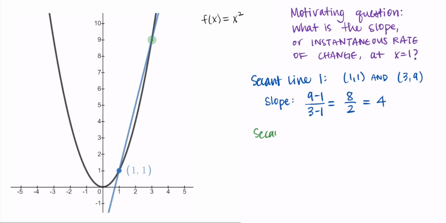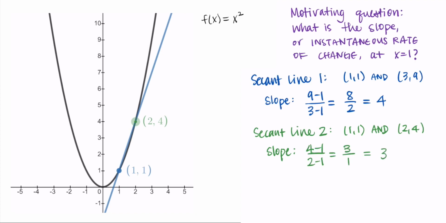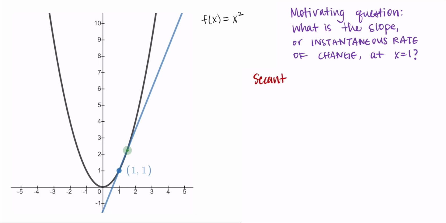But we want to make this approximation better, so let's find another secant line. This time we're going to use x = 2, so our secant line goes between (1, 1) and (2, 4). To find the slope of this line, we do the difference in y divided by the difference in x. So it's (4 − 1) over (2 − 1), which is 3 over 1, which is 3. So the slope of the second secant line is 3, and we're getting closer to the true value of the slope at x = 1. We're going to repeat this process two more times, so let's bring our secant line even closer.